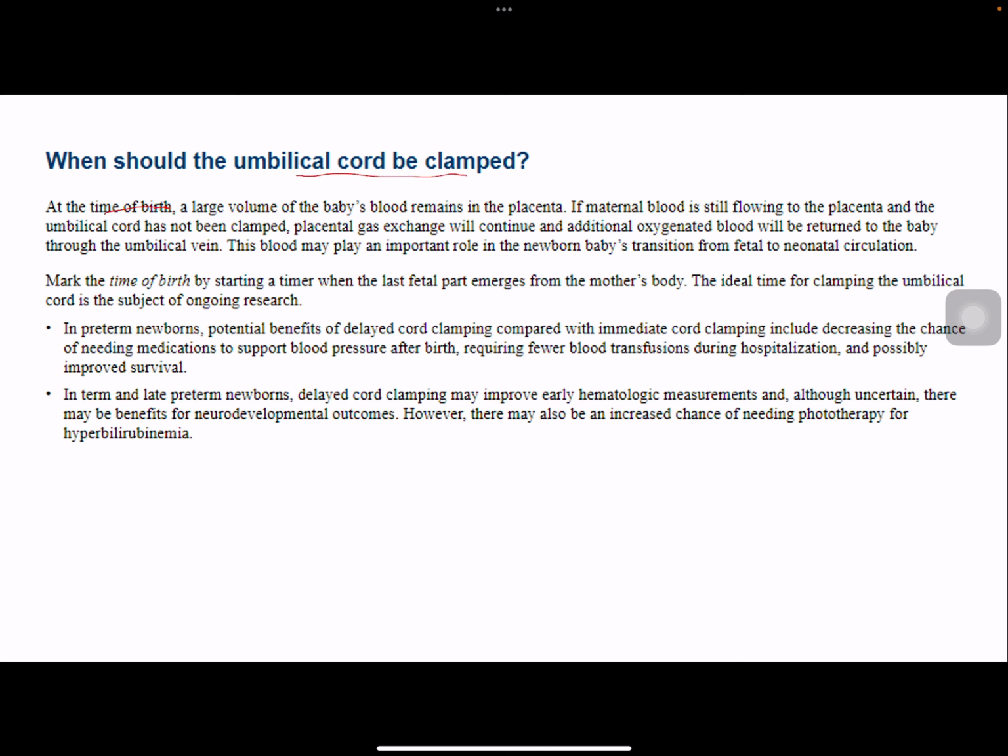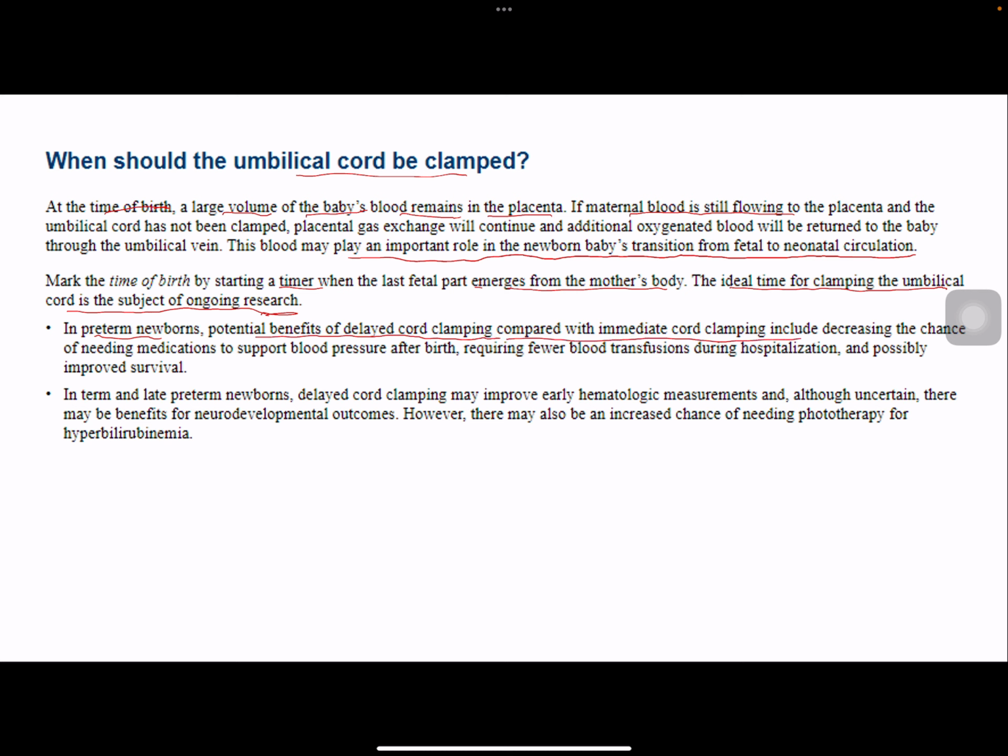At the time of birth, a large volume of the baby's blood remains in the placenta. If maternal blood is still flowing to the placenta and the umbilical cord has not been clamped, placental gas exchange will continue and additional oxygenated blood will be returned to the baby through the umbilical vein. This blood may play an important role in the newborn's transition from fetal to neonatal circulation. Mark the time of birth, starting a timer when the last fetal part emerges from the mother's body. The ideal time for clamping the umbilical cord is the subject of ongoing research.